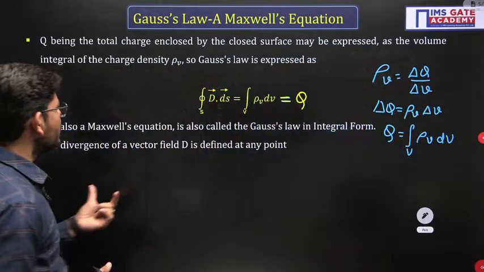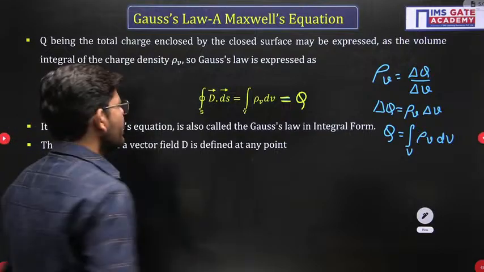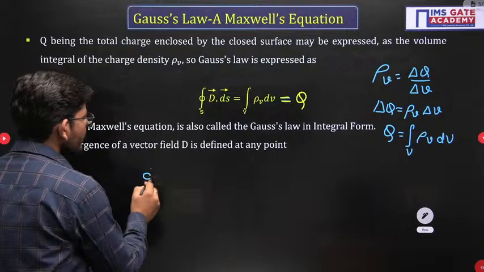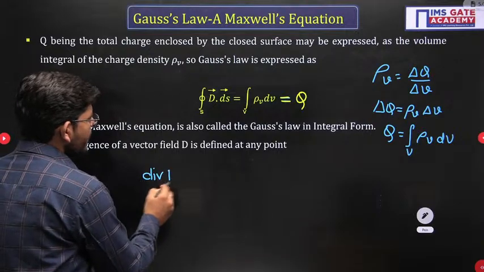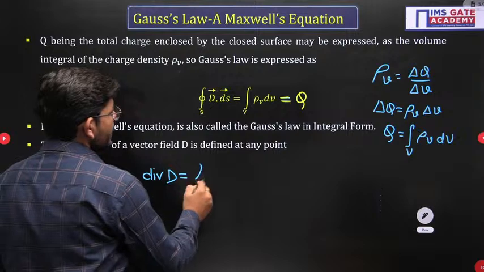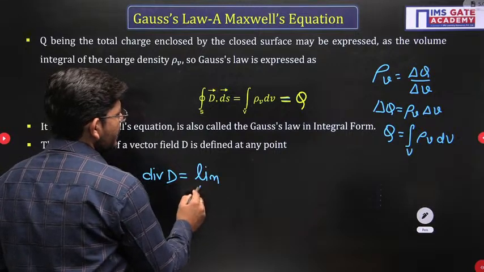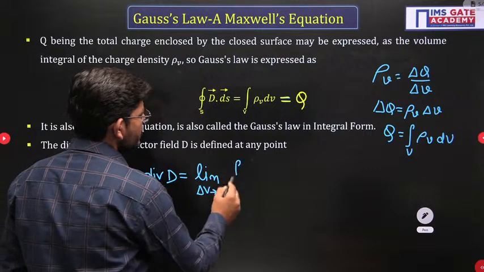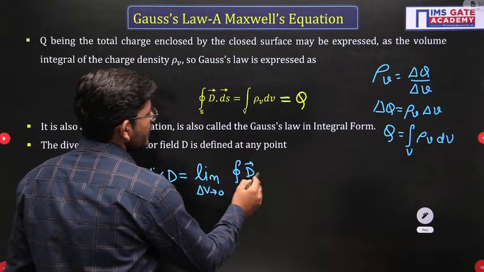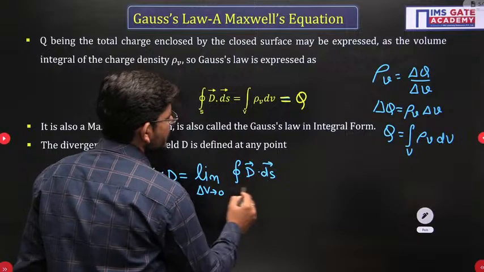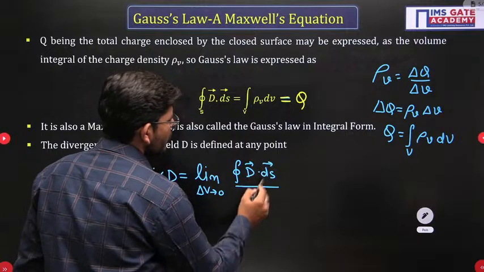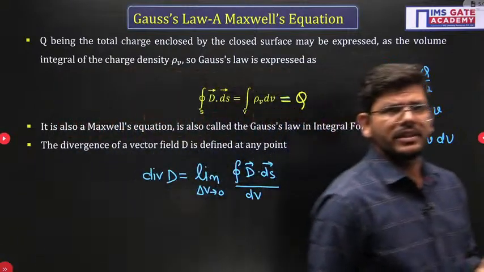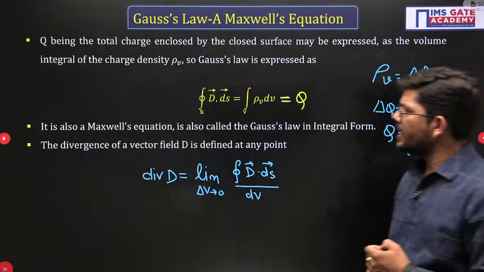Now as per the concept of divergence, what do we know? If I want to calculate the divergence of D, it will be the limit of delta v tending to 0 of the surface integral D dot dS divided by this small volume. This is how we calculate the divergence.